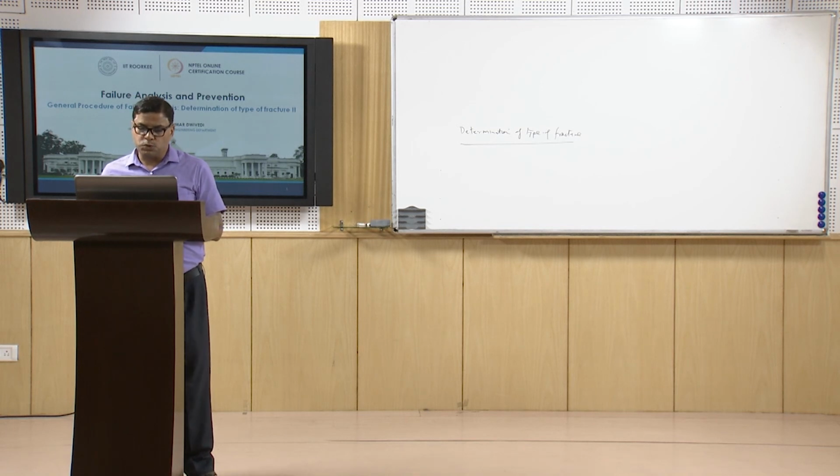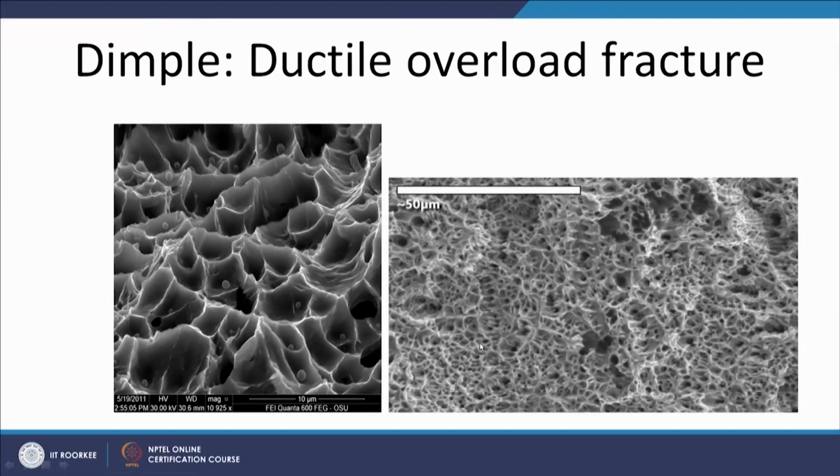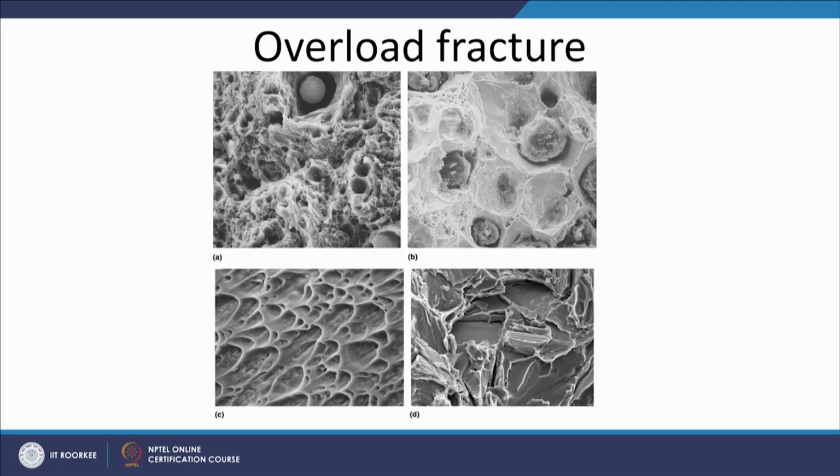So, those which show fine and shallow dimples show high load carrying capacity with limited ductility as compared to the others where coarse and very deep dimples are present, which will indicate low yield strength and high percentage elongation. And this is also an indicator of the overload fracture.